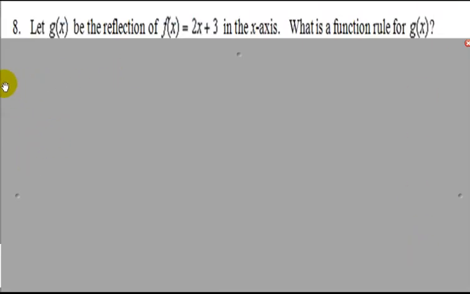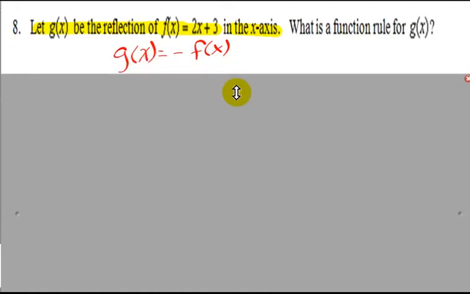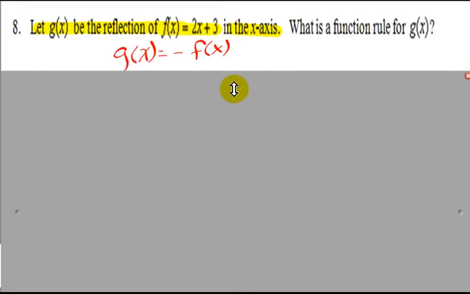Number 8 says, let g of x be the reflection of f of x equals 2x plus 3 in the x-axis. What is the function rule for g of x? Well, we need to start by doing first things first, which is let g of x be a reflection of f of x. And we know f of x is equal to 2x plus 3. And they want it to reflect over the x-axis. Well, if it's reflecting over the x-axis, that means your y values are being opposite. So our formula for that was g of x equals negative f of x.